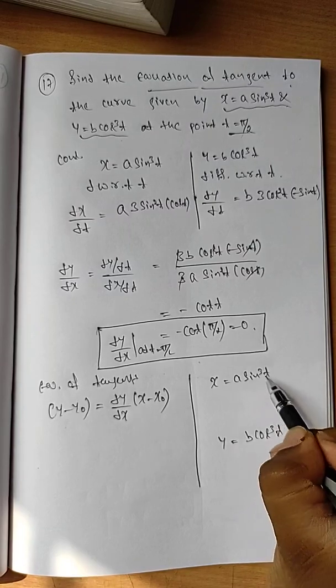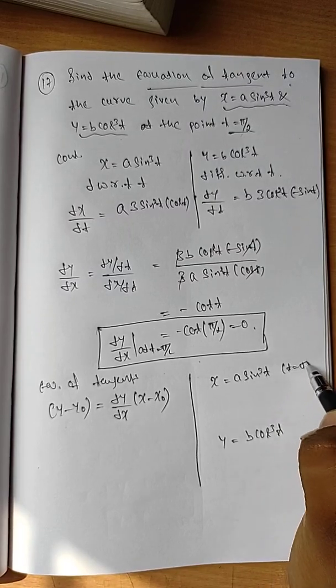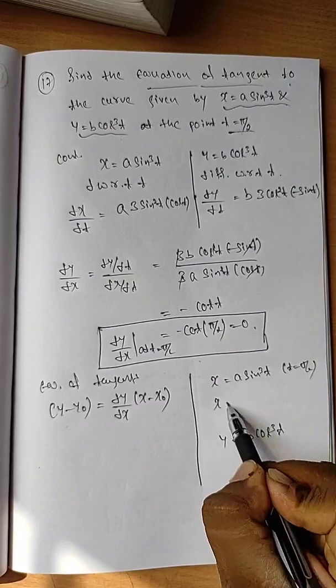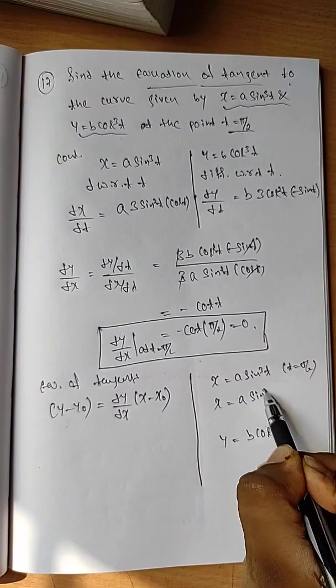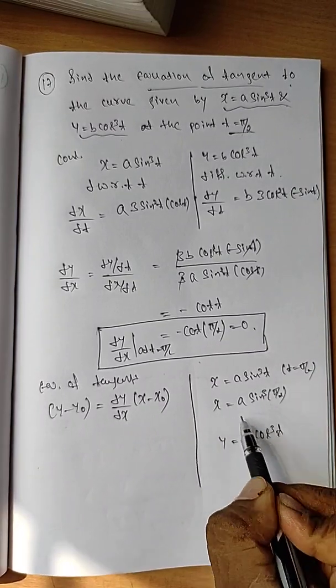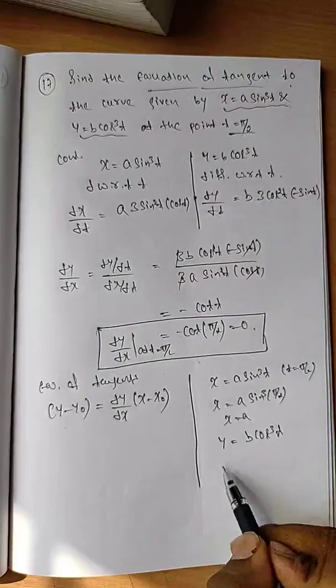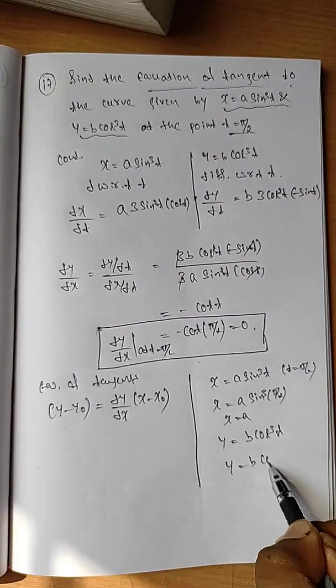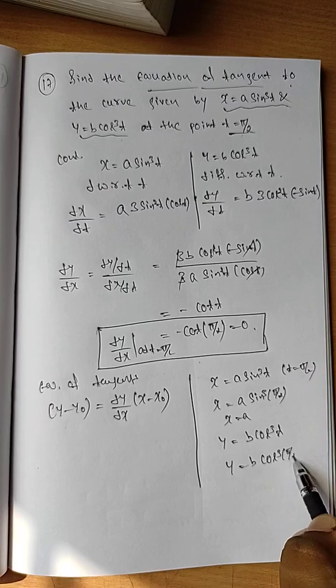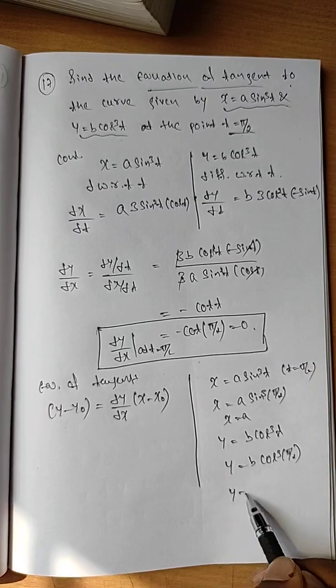Here t is pi by 2, means x is equal to a sin cube 90. Sin cube 90 is what? Sin 90 is 1, so x is equal to a. Y is equal to b cos cube pi by 2. What is cos 90? Cos 90 is 0, and 0 into anything is 0, so y is 0.